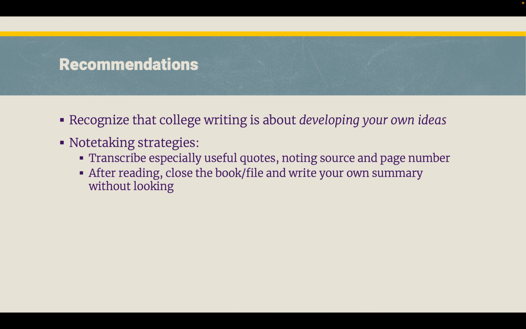Then, when you are done reading, close the book or the PDF file that you're working from and write down your own summary. And importantly, try to do it without looking. Okay, so write down the author's main argument and maybe summarize some key examples, again, without looking at their words. This can help you develop a summary that's more independent from exactly what the writer says than if you were just looking directly at the paragraph where the argument is laid out.